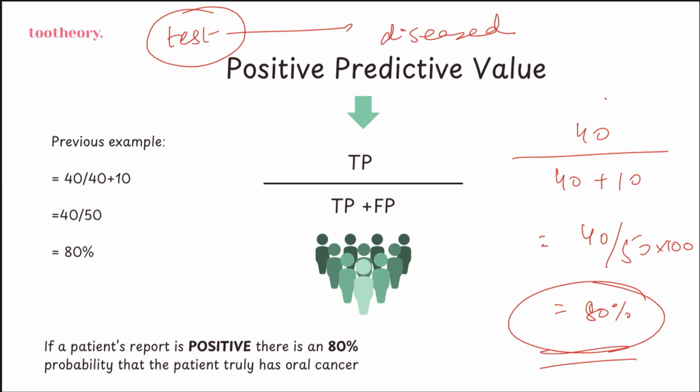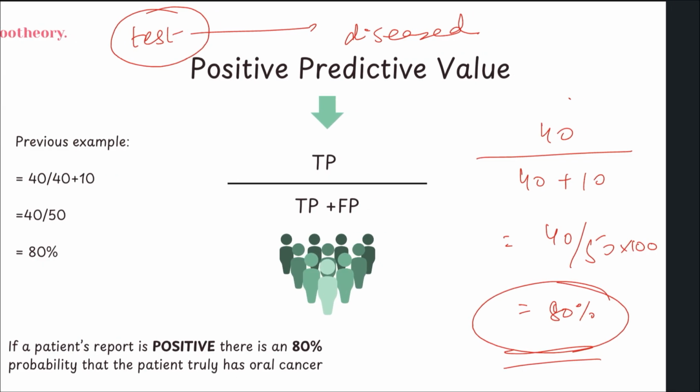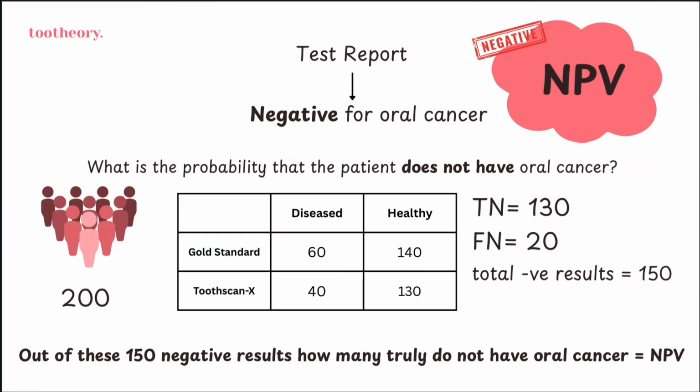All right, so now that we know about this, we can move on to negative predictive value, which is pretty much similar to what we just did, right? Only here, we're not talking about people who have oral cancer.